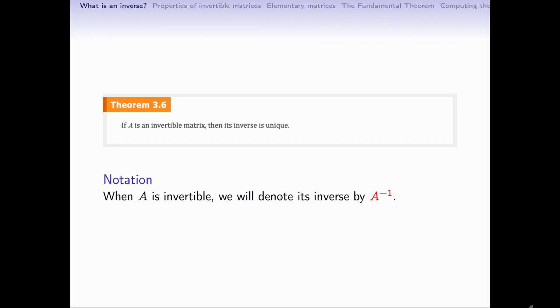Theorem 3.6 tells us something very interesting about invertible matrices. It says, if A is an invertible matrix, then its inverse is unique. Now we'll use the following notation. If A is invertible, we will denote its unique inverse by A to the power of minus 1. So when we see A to the power of minus 1, that will stand for this unique inverse of the invertible matrix A. Now let's head over to the document camera and look at the proof of Theorem 3.6.